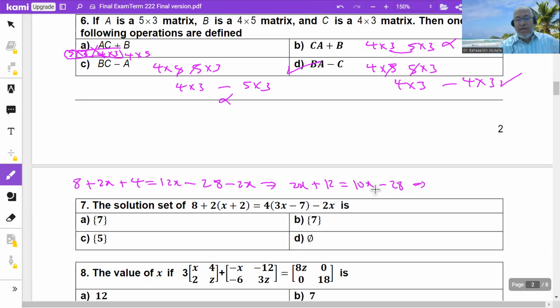Now let me take x to one side, so take 10x to the other side. So 2x minus 10x would be negative 8x. And here I have negative 28 minus 12, that's minus 40. So x would be negative 40 over negative 8, and that's 5. So the answer is 5.